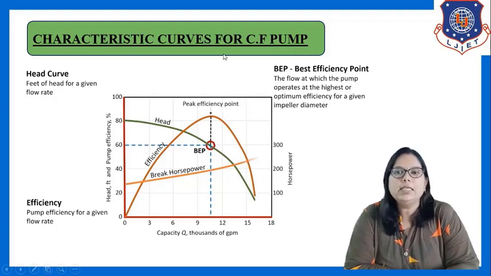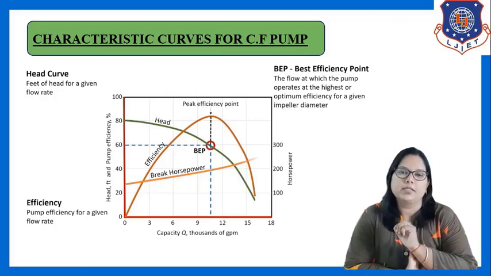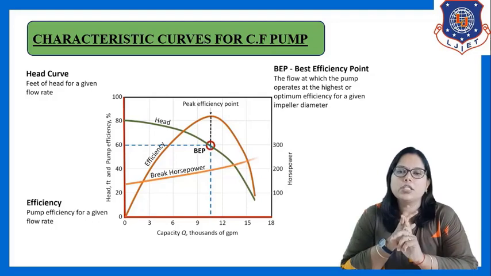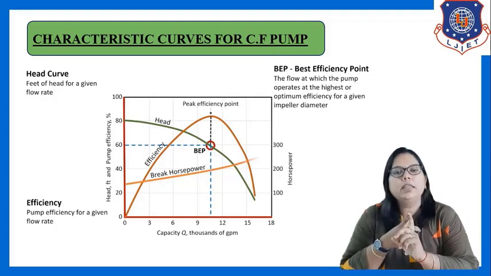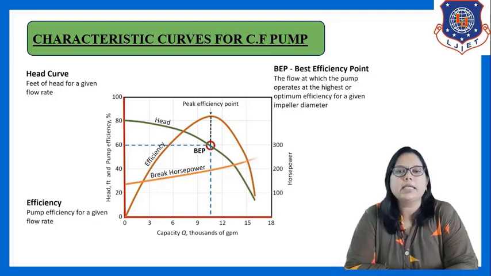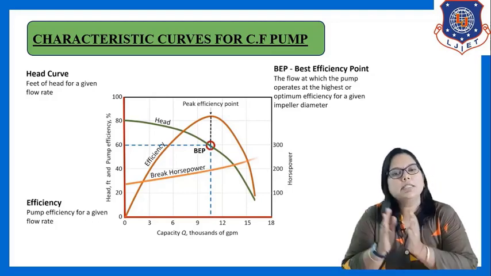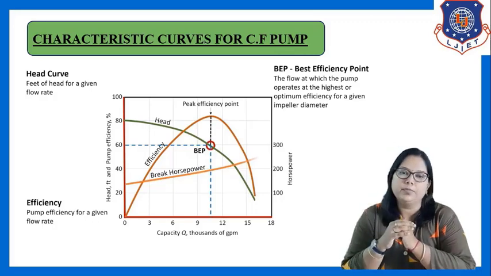So this is the best efficiency point. This best efficiency point is obtained when we are relating all these parameters: efficiency, horsepower, head with capacity. So these are the characteristic curves for centrifugal pump. So this is all about centrifugal pump.